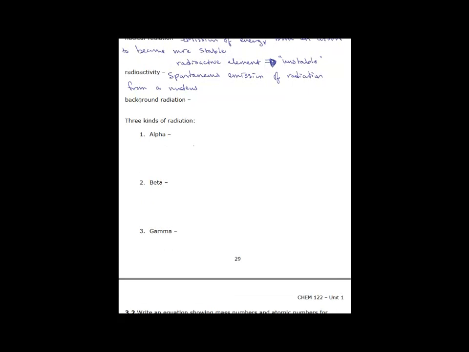Okay, background radiation. We're all exposed to background radiation. This is a low level of radiation from natural and man-made sources to which we are exposed daily.